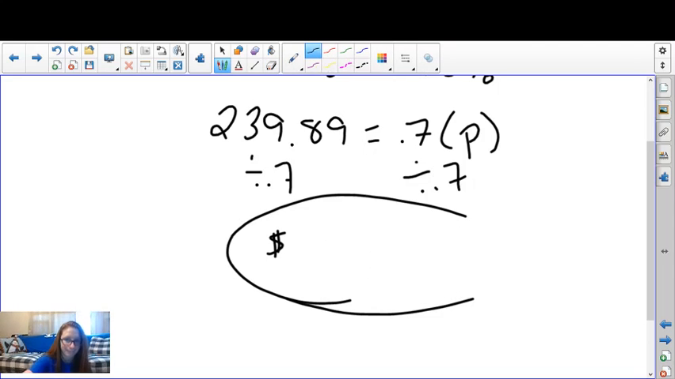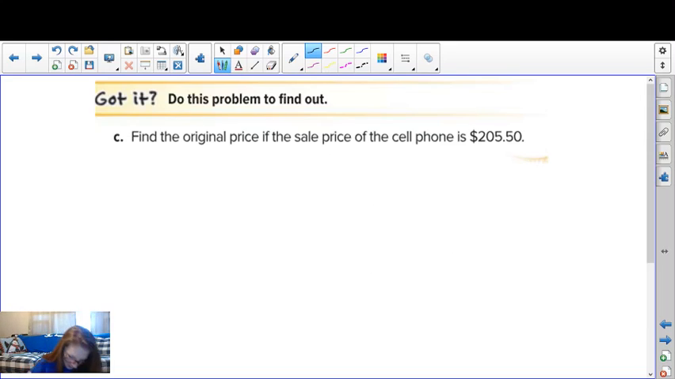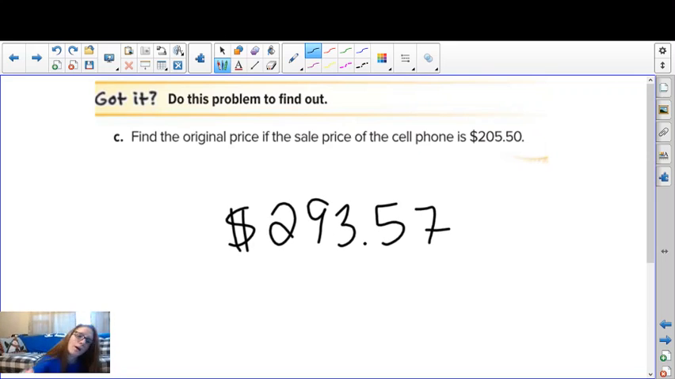Whoop. That should be $342.70. Oops. Hey, we already know what this one is. Well, we all make mistakes. I got some cooler problems coming up anyways.